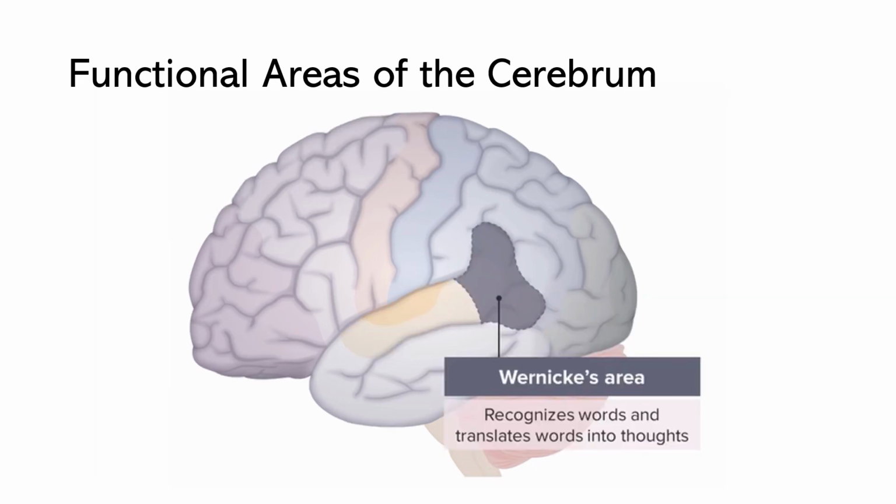Another association area is Wernicke's area. This is the area that is responsible for understanding speech. It allows you to recognize words and translate those words into thoughts. Damage to this area allows you to be able to speak, but your words don't make any logical sense. You kind of create a word salad. So think of this in opposition to the Broca speech area, where you can have logical thoughts, but you're not able to actually speak them. With Wernicke's area, you can speak all you want, but none of it's going to make sense.